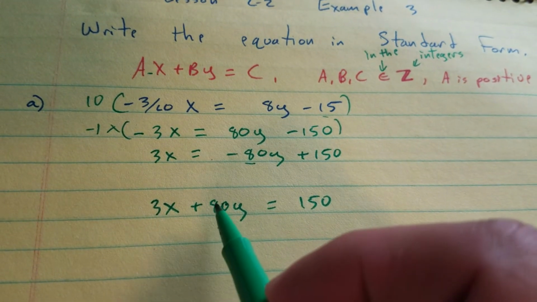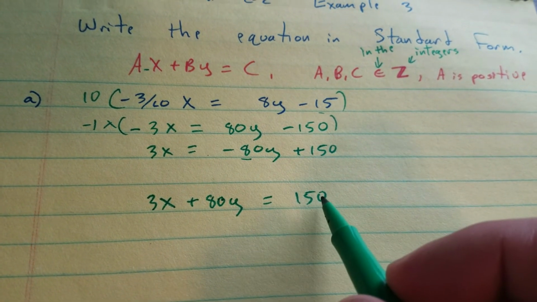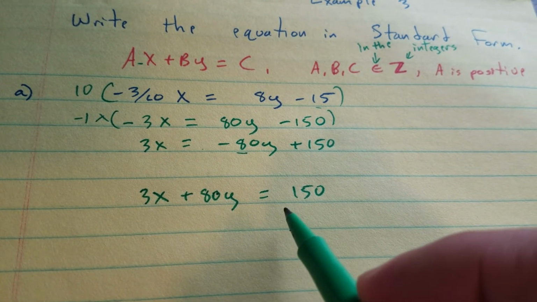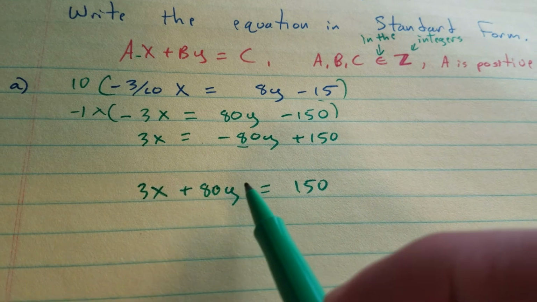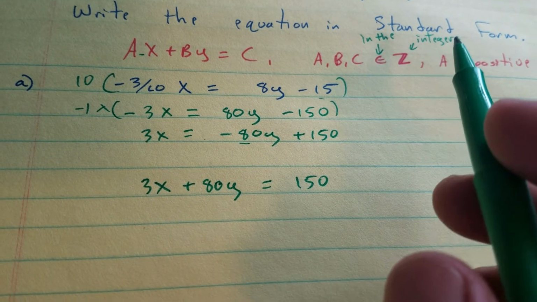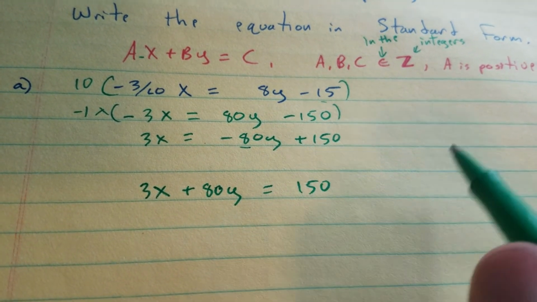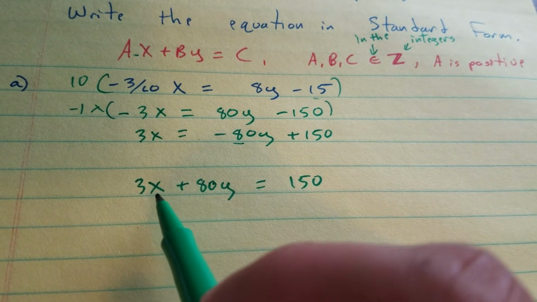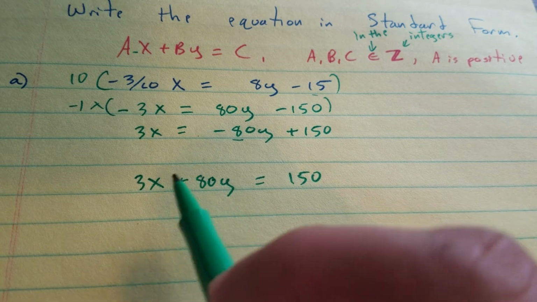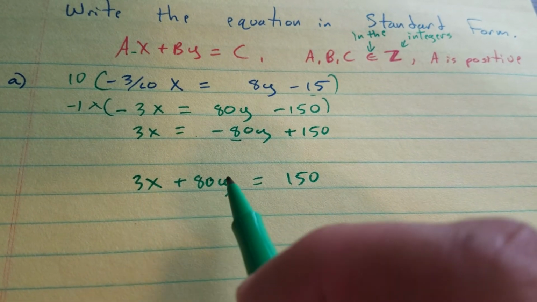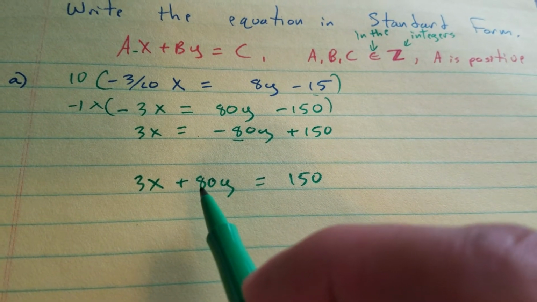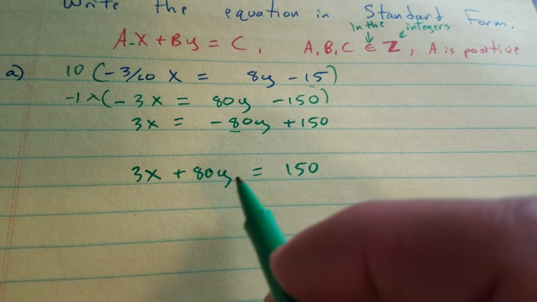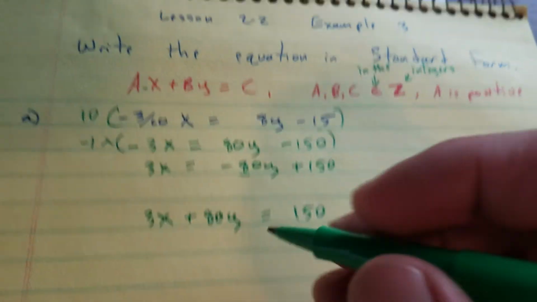So now I have ax plus by equals c. A, b, and c are all integers. There are no fractions or decimals. And I didn't write it up here, but we have to make sure they're relatively prime, meaning that they're not all 3 divisible by the same number. So 3 and 80, do they have a common factor? 80 is not divisible by 3, so they do not have a common factor. So this is the standard form. This is it.